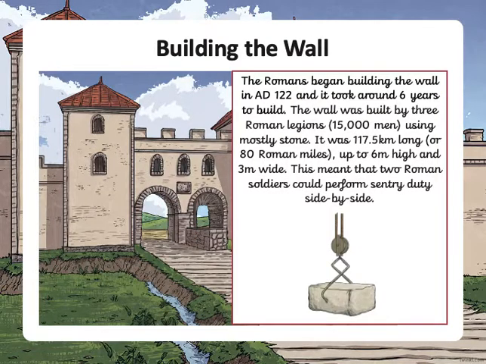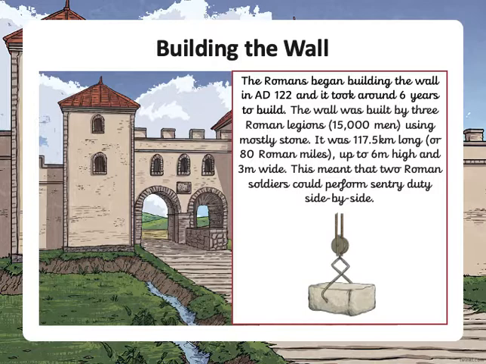Building the wall. The Romans began building the wall in AD 122, and it took around 6 years to build. The wall was built by 3 Roman legions, that's like 3 Roman armies, 15,000 men, using mostly stone. It was 117.5 kilometres long, or 80 Roman miles, up to 6 metres high. So if you think about that, I'm just under 2 metres high, so that's 3 times the height I am, so it's quite high, and 3 metres wide.